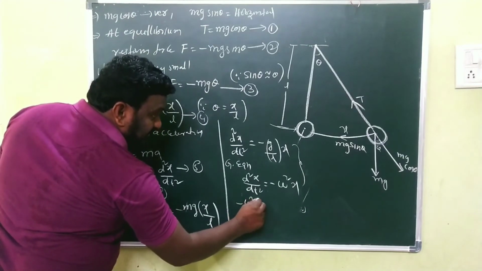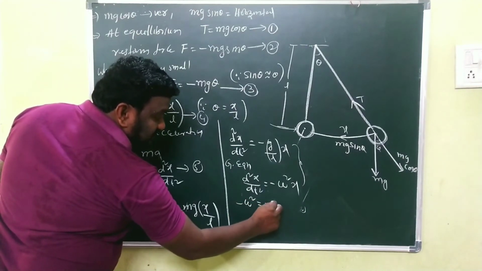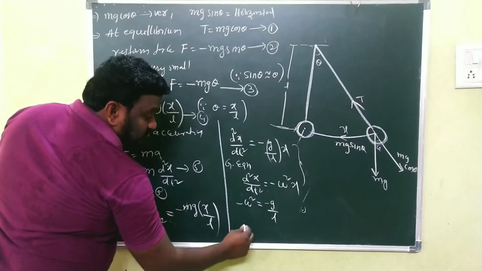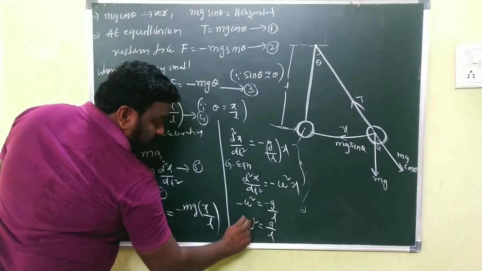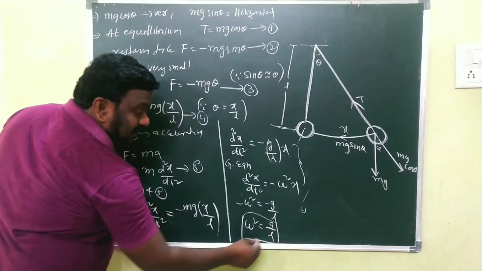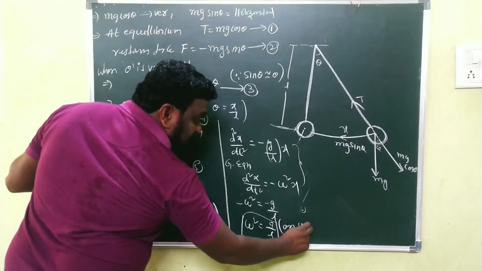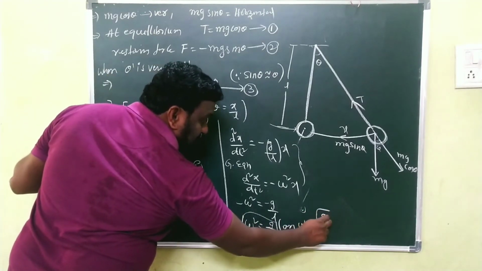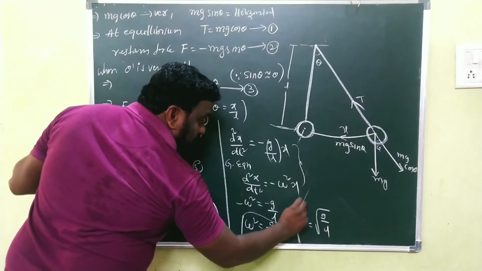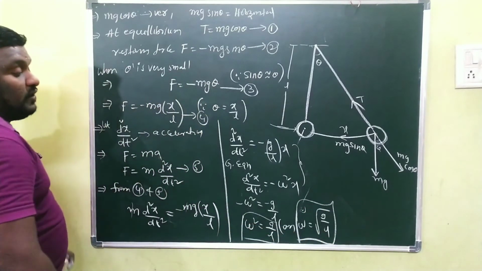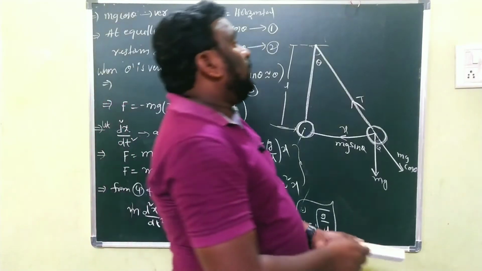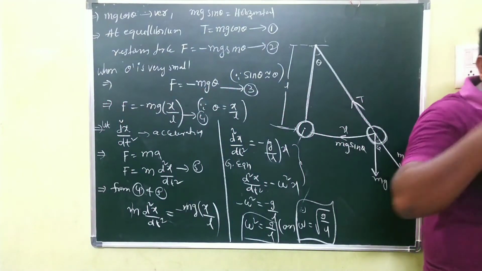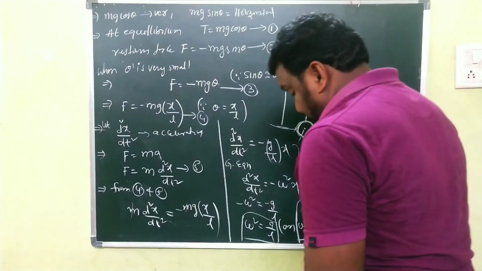Minus omega square is equal to minus g by L. That means omega square is equal to g by L, or omega is equal to under root of g by L. Okay children, already we know that for time period we have a general formula, that is what?